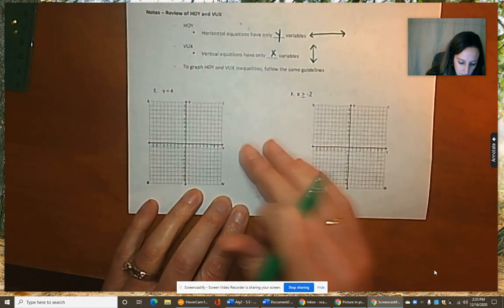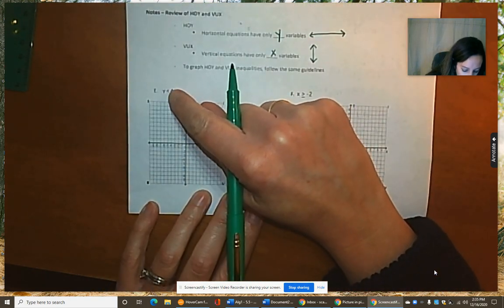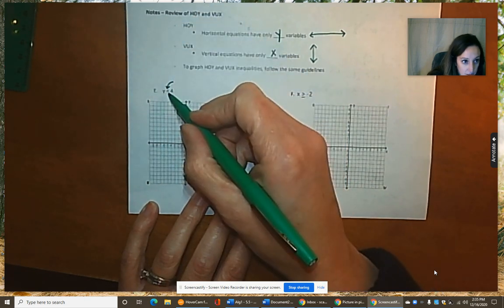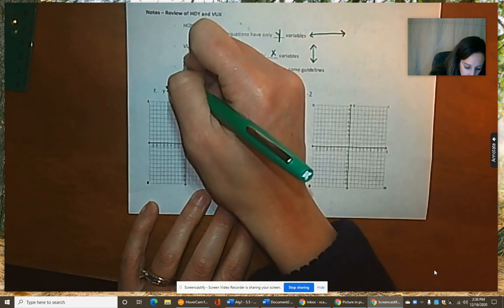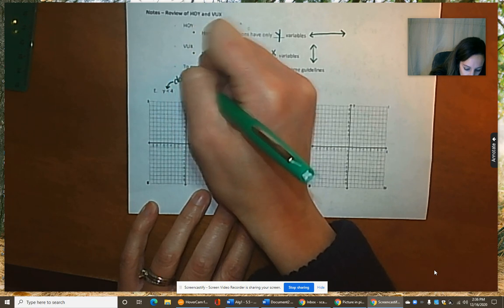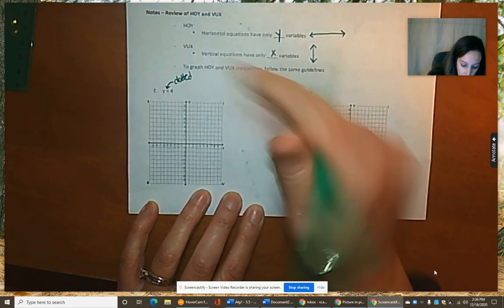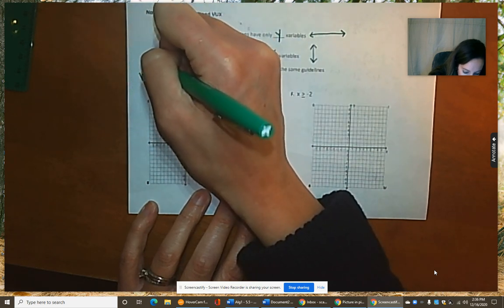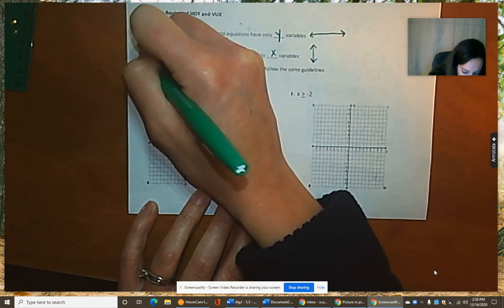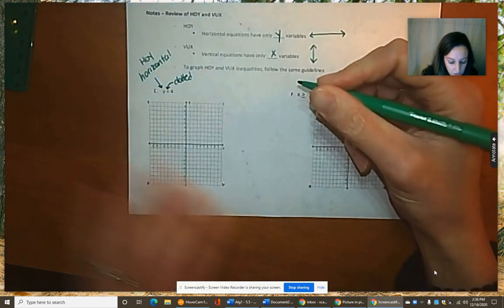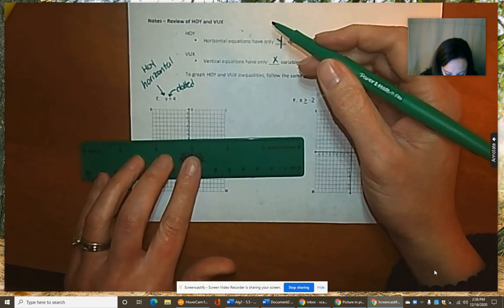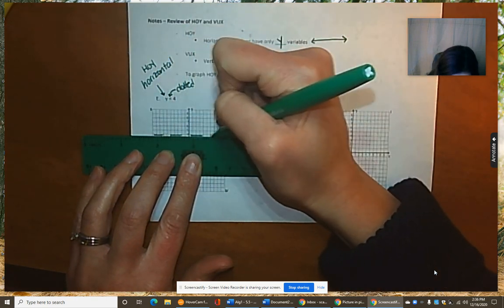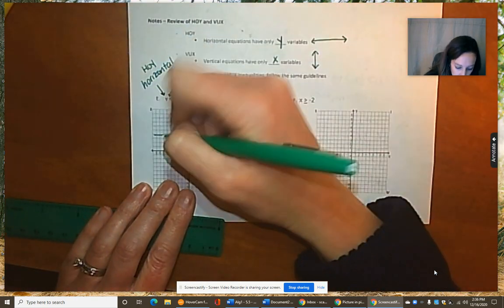Okay. So for y is less than 4, what does this symbol tell us? Well, that symbol tells us it's going to be a dotted line. Because it's only a y, this y tells us that it's going to be a horizontal dotted line. Because of that, always horizontal. All right, so I'm putting a horizontal line through 4, and it's dotted because it was just less than. There's my boundary.